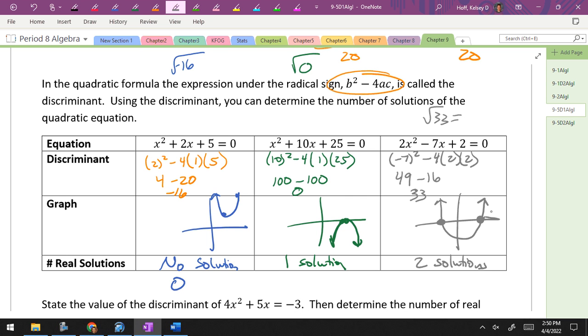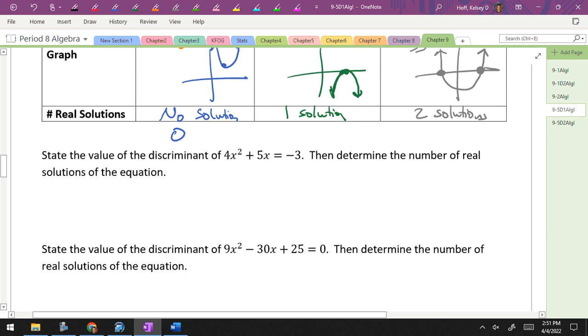Now, it doesn't matter whether this number is a negative 5,000 or a negative 1. If it's negative, you have 0 solutions. If it's 0, you have 1 solution. And I don't care what number this is, whether it's 1 or 5 million. If it's positive, you're going to have 2 solutions. So some of your homework today doesn't actually care what the answers are. It says state the value of the discriminant and then determine how many solutions there are. I don't care what the solutions are. I just want to know how many.